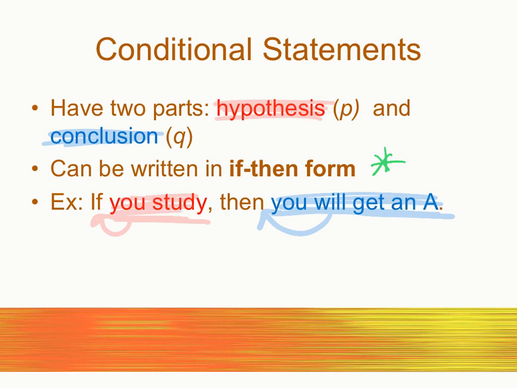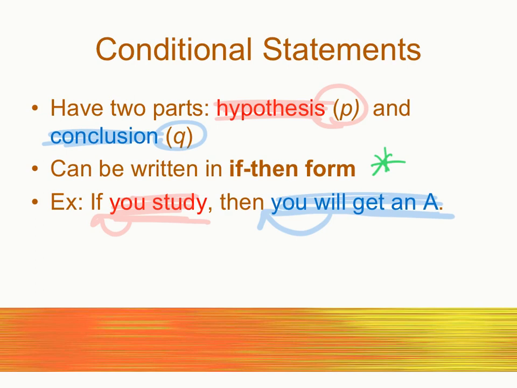Also, when we start looking at different notation, the hypothesis will usually be represented by the letter P and the conclusion with the letter Q. And we're going to see some arrows and some different notation. Not now, but later on we will see this.